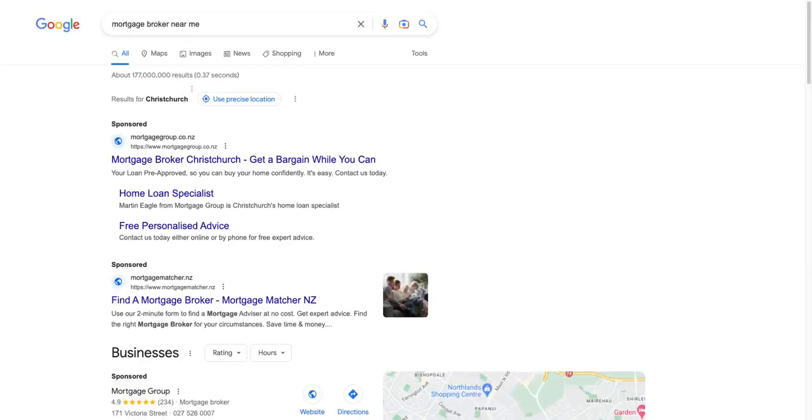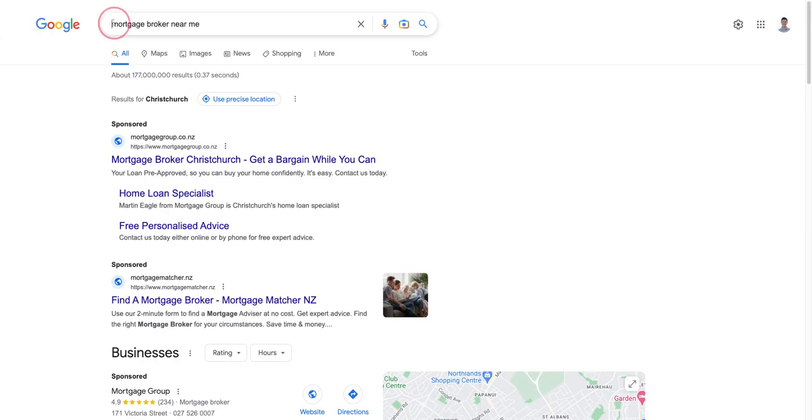But if I go back and look at the search, let's imagine that I'm operating a mortgage broker business. Now, someone's searching mortgage broker near me in Christchurch, which is the city in which I live in New Zealand. This is an example of a good search. Clicks from this type of search are likely to be pretty relevant.